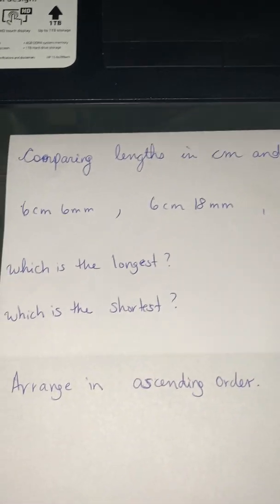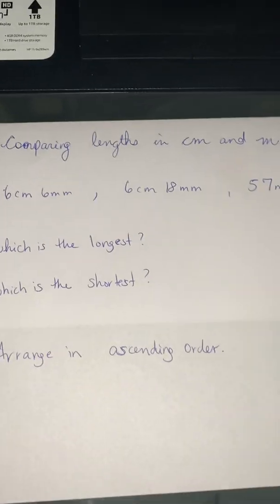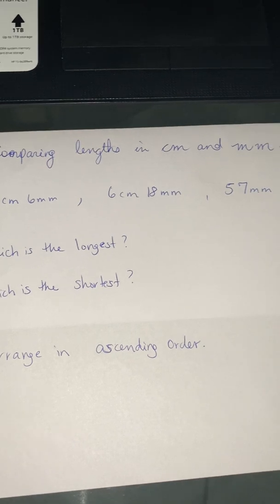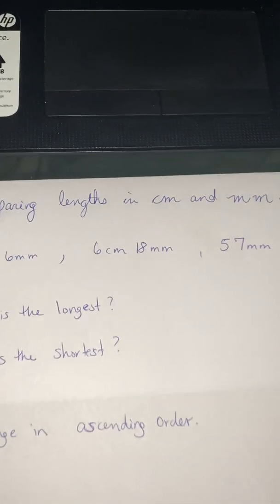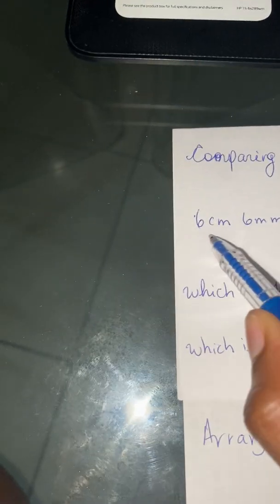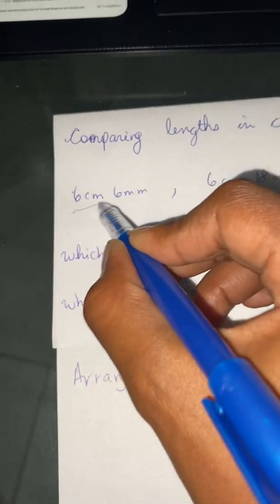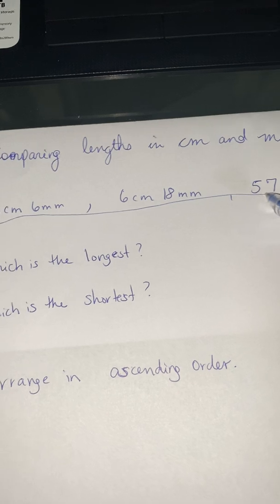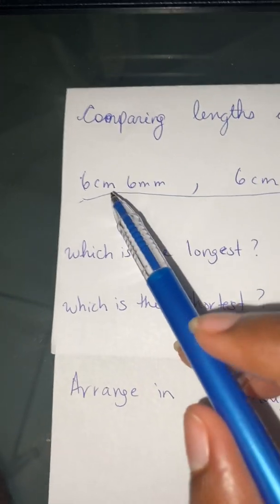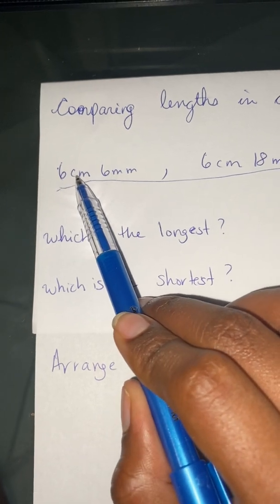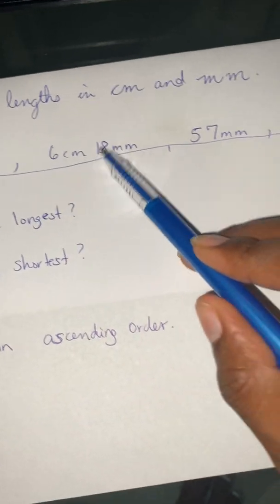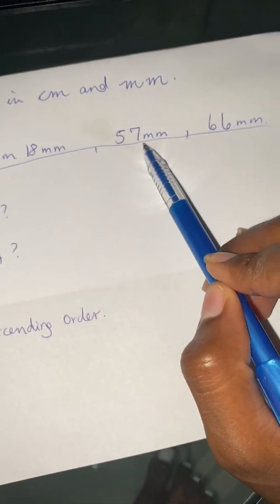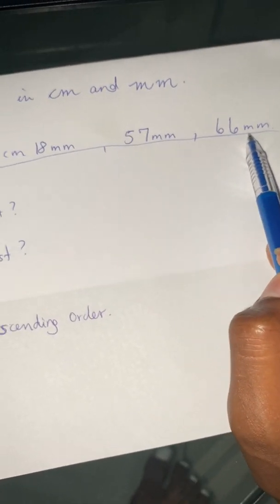Good morning, Standard 2. Today we will be learning a little bit more about comparing lengths in centimeters and millimeters. So I have my length samples along this line here. These are what we're going to be comparing. We have 6 centimeter 6 millimeter, 6 centimeter 18 millimeter, 57 millimeter, and 66 millimeter.